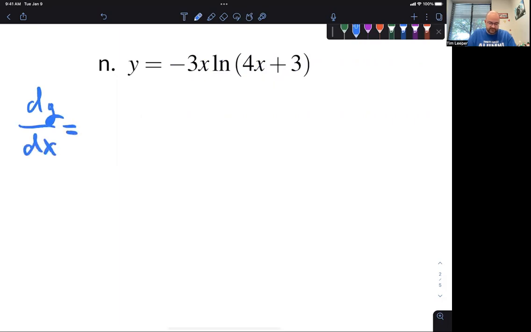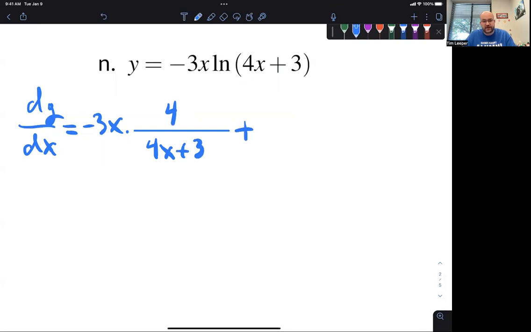So this means that dy dx here is equal to the first one, negative 3x, times the derivative of the second. So multiply by, in this case, we're going to have a quotient here. The derivative of the argument is 4, and the argument is 4x plus 3, and that's the quotient. And because this is a natural log, I don't need a natural log down here. And then plus, because we have the product rule here, the second, the natural log of 4x plus 3, times the derivative of the first, which is minus 3.